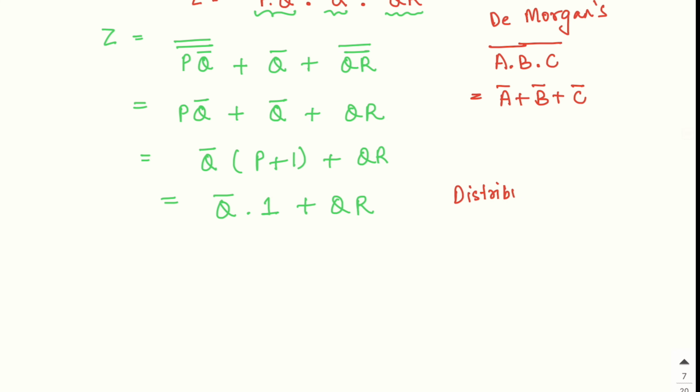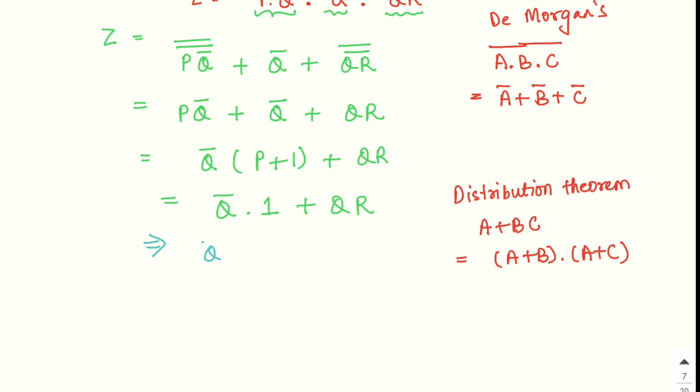We have the application of the distribution theorem, which says that A plus BC can be written as A plus B dot with A plus C. Let's see then how this theorem is helping us over here. In this case, when we apply, we have Q bar plus Q dot with Q bar plus R.